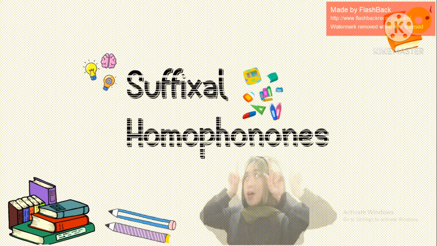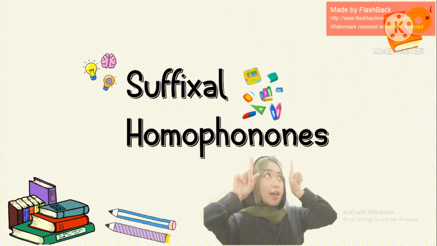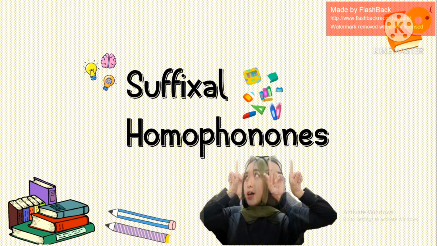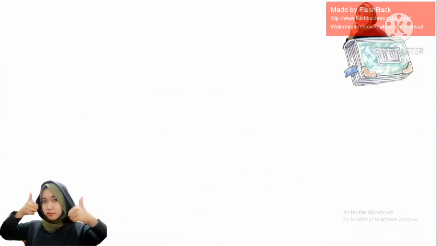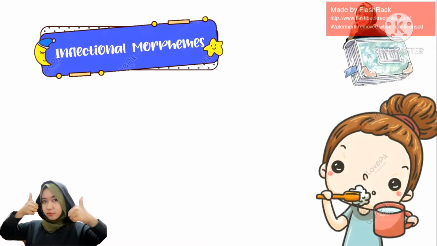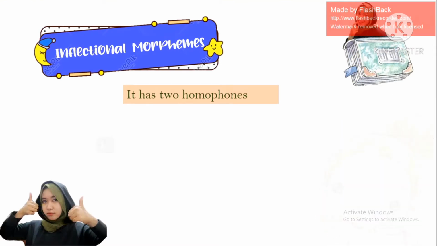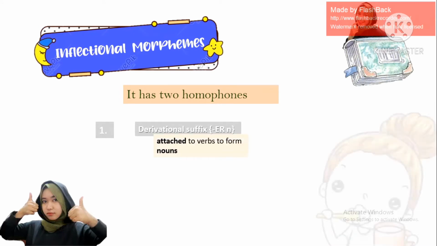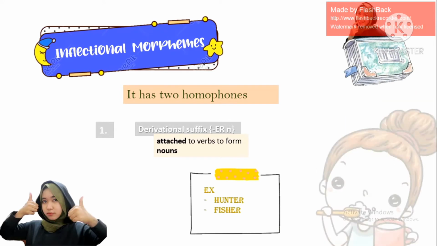Now we will talk about the suffixal homophones. Some suffixes, both inflectional and derivational, have homophone forms. Let's start with the inflectional morphemes. There are two types of inflectional morphemes. The first one is derivational suffix. It attaches to verbs to form nouns. For examples, hunter and fisher.